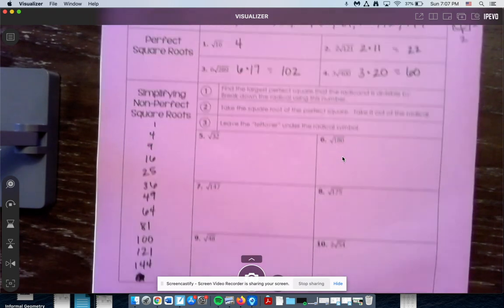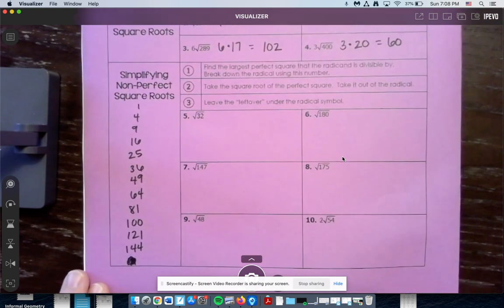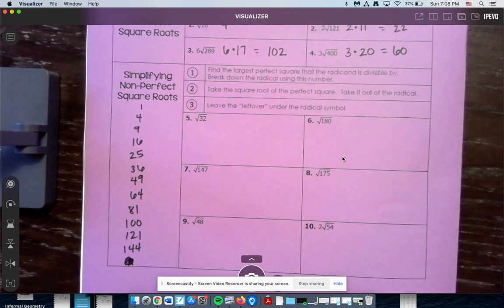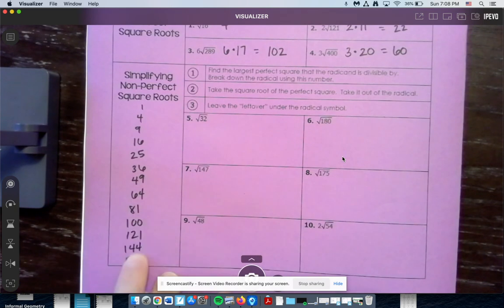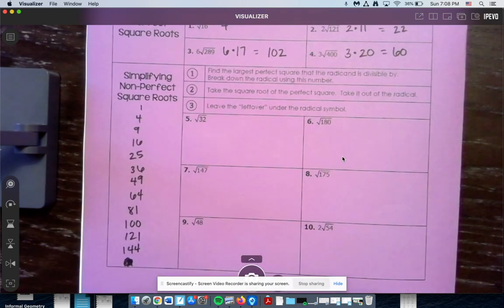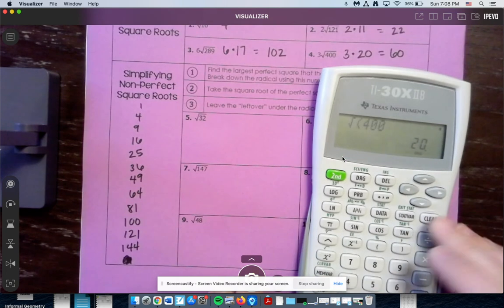So let's see how we do these. So it says, step 1, find the largest perfect square that the radicand is divisible by. Break down the radical using this number. So our job is we have to break down the square root of 32. We have to figure out which one of our perfect squares evenly goes into 32. So this is my process. What I like to do, let's take 32 and divide it by 2.